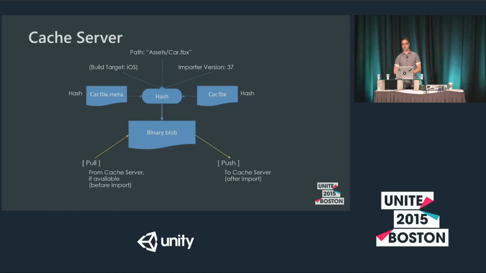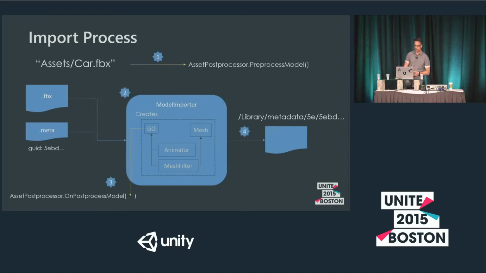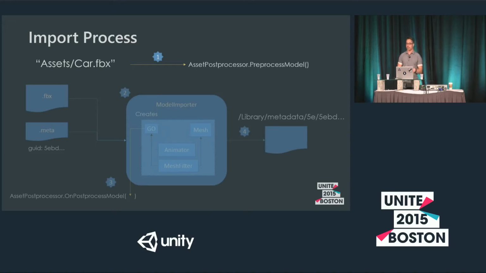So it's a super simple thing, but in a big team, or if you switch the build targets very often, it can save you quite a bit of time. Yeah. So we've looked at the big picture. Let's also look at how we actually import a single asset and the steps we do there. So let's say we have a car FBX model in the assets folder.